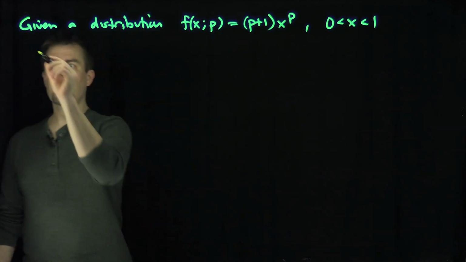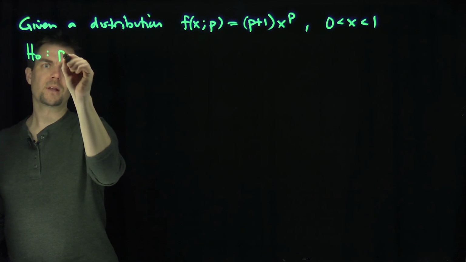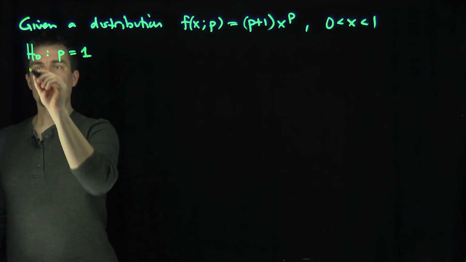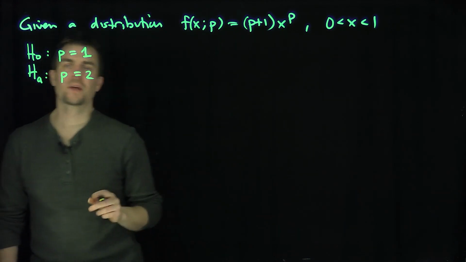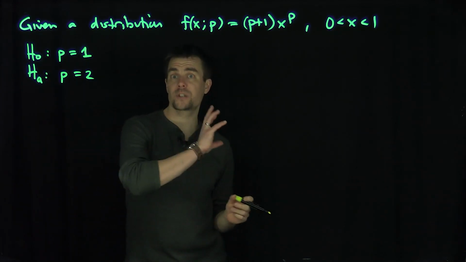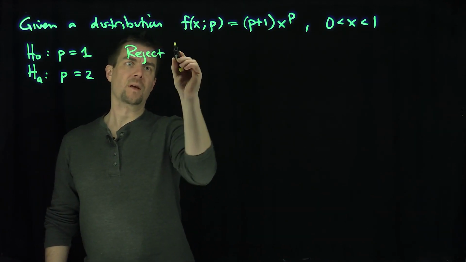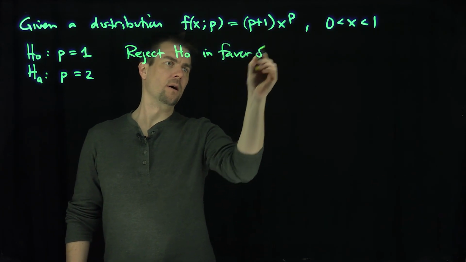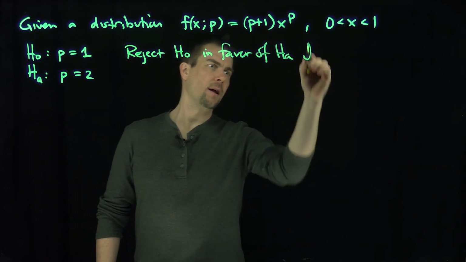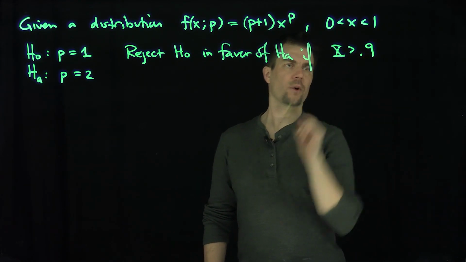And I'm going to construct a null hypothesis. H0 is my null hypothesis, and that's going to be that p is equal to 1. And now I'm going to construct an alternative hypothesis. The alternative hypothesis is that p is equal to 2. And now I'm going to construct a criterion under which I reject the null hypothesis. So reject H0 in favor of HA if the sample that you drew was bigger than 0.9.